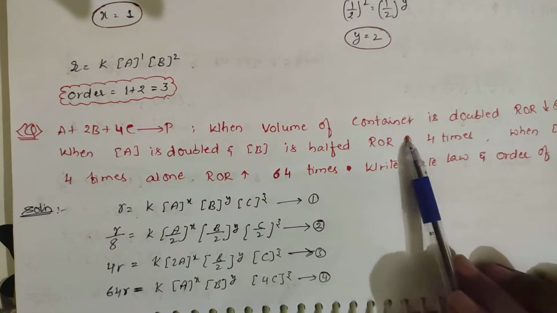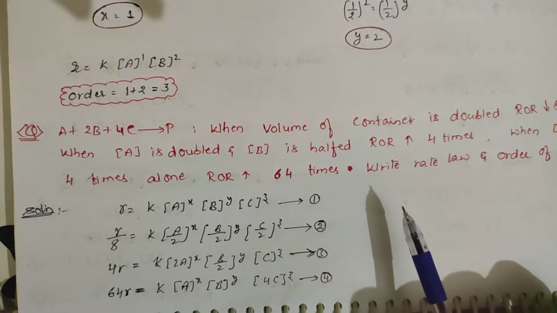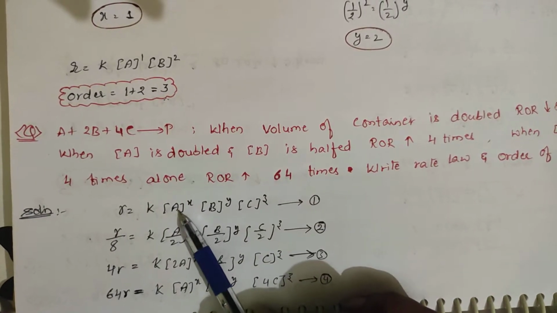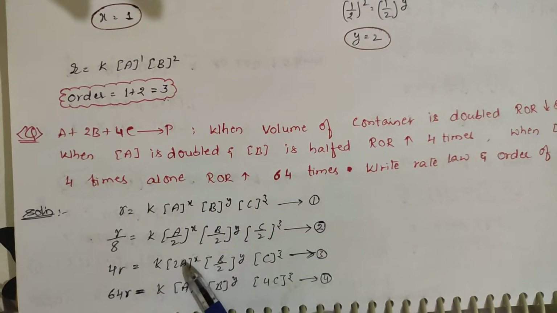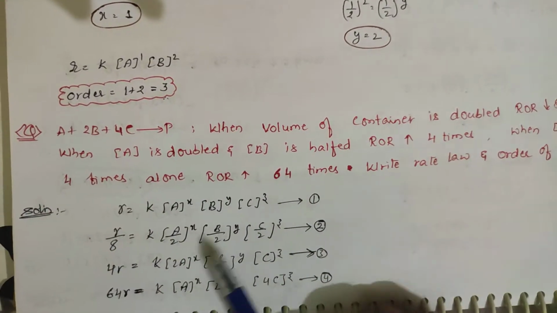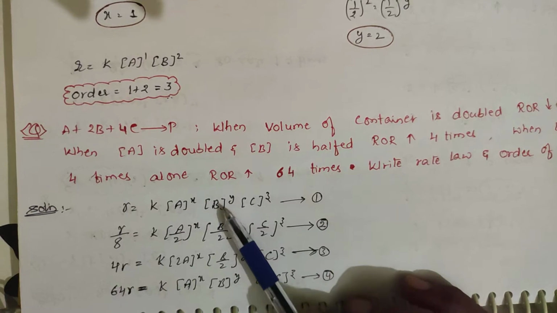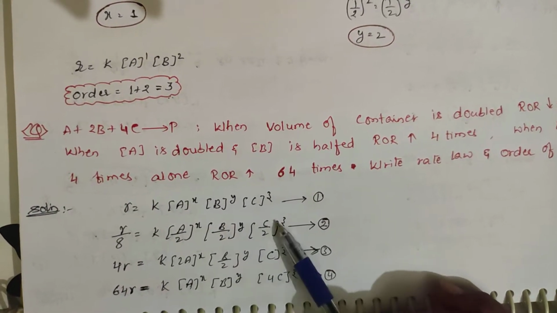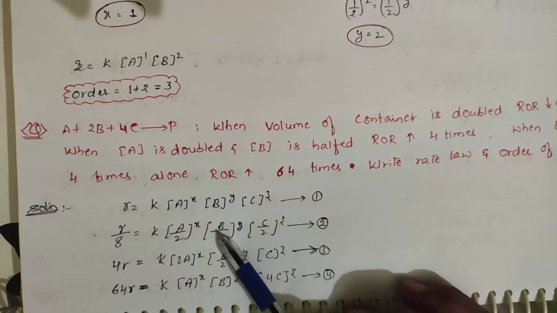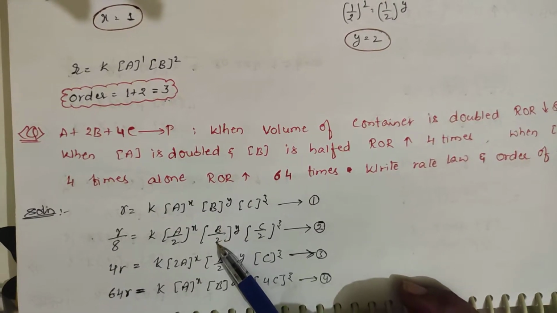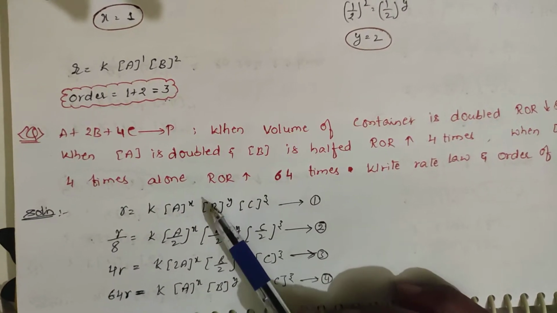When the volume of the container is doubled, he is mentioning it with respect to volume. How do we write concentration? n by V, no? So when the volume is doubled, what happens? The number of moles is n by 1, and the volume is 2. This doesn't imply that the concentration is halved. This is number of moles by volume. Here volume is there, here volume is there.